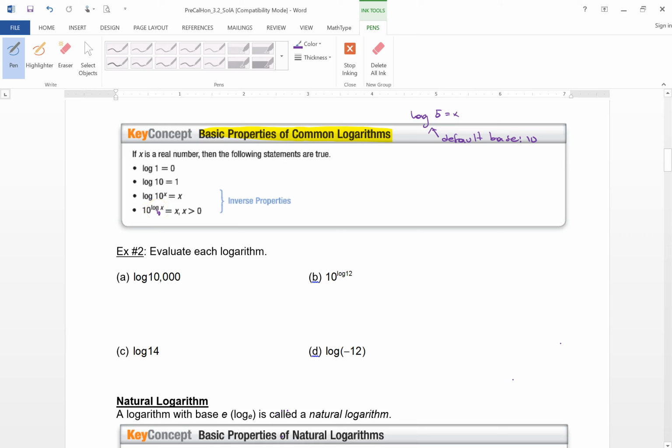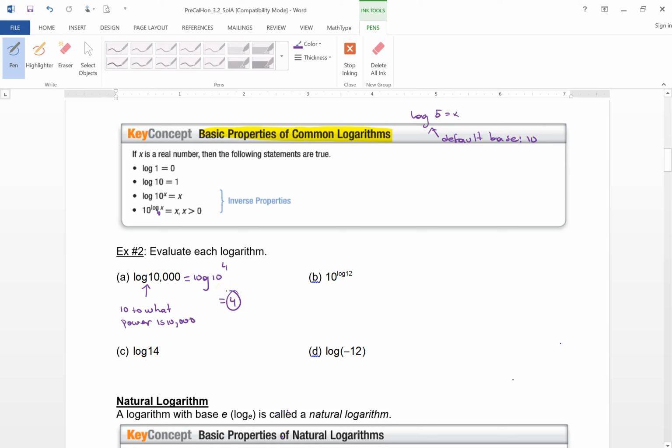Okay, so let's evaluate this one. This is log of 10,000, which is 10 to the power of what? It's 10 to the power of 4, right? So the question that this is asking is, 10 to what power is 10,000? And what would the answer to that be? 4. So no matter how you look at it, the answer is 4.